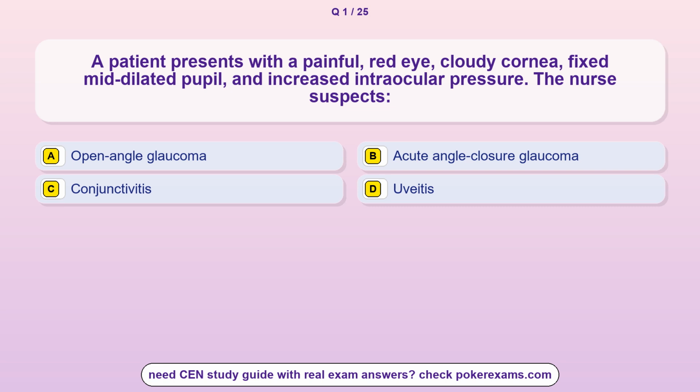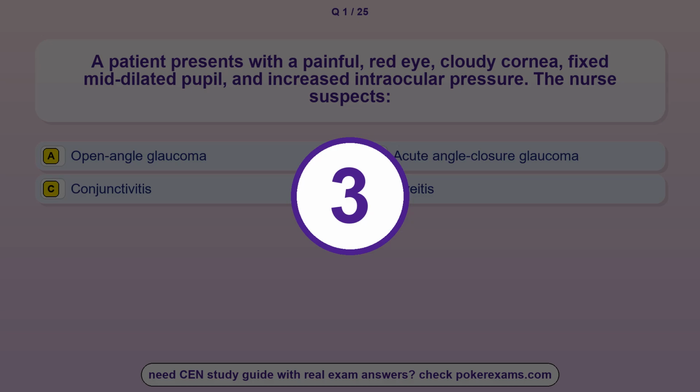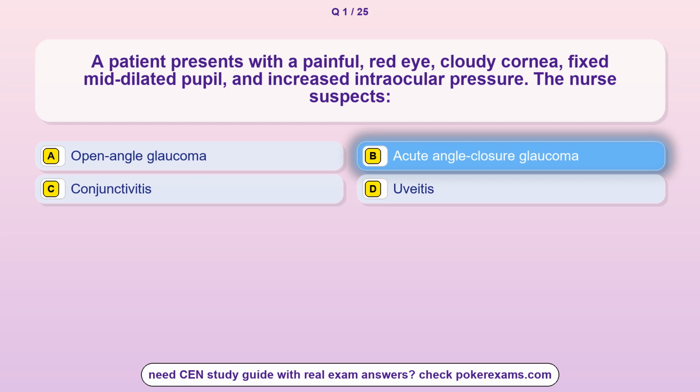Question 1. A patient presents with a painful, red eye, cloudy cornea, fixed mid-dilated pupil, and increased intraocular pressure. The nurse suspects option A, open-angle glaucoma, option B, acute angle-closure glaucoma, option C, conjunctivitis, option D, uveitis. The correct answer is option B, acute angle-closure glaucoma.